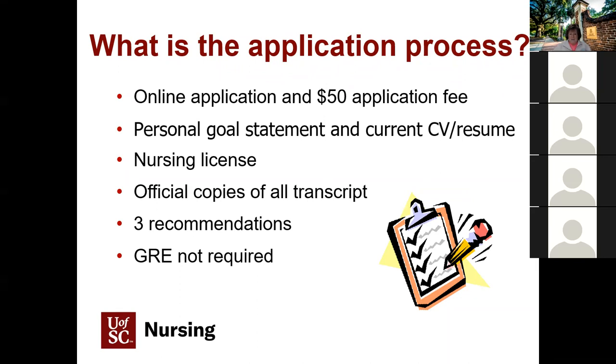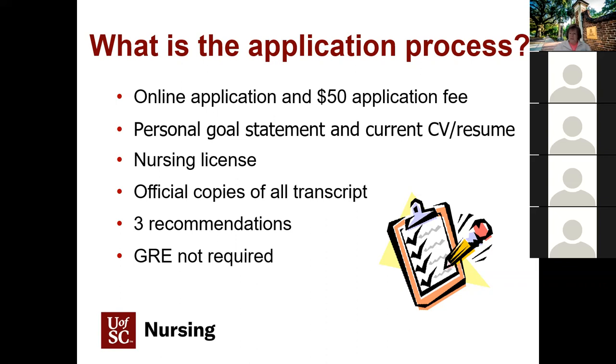We need to receive copies of all transcripts from anywhere that you received college credit, whether it was in high school, undergraduate, or graduate. We can use unofficial transcripts for the review process, but if you're admitted, we'll need official copies at that point. This is one thing that sometimes trips people up. They'll think, oh, they just need my final transcript. Anywhere that you got college credit, even if it was 1 credit during the summer, a lab course or something you did, we use those to calculate a cumulative GPA.